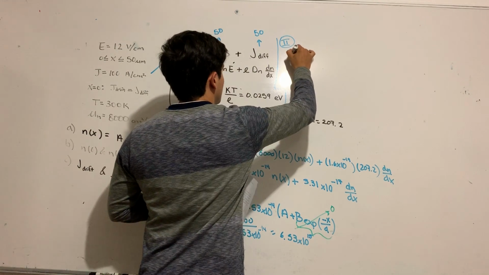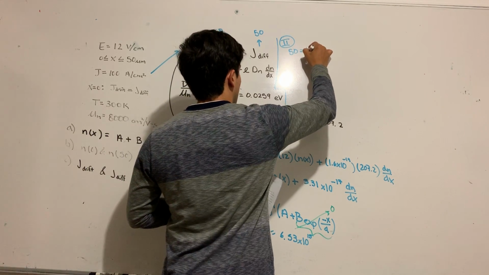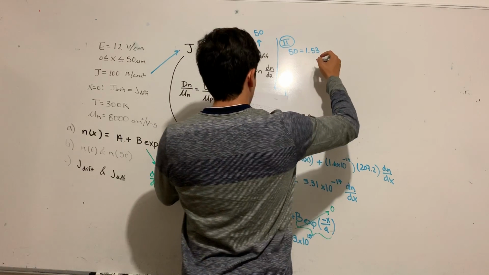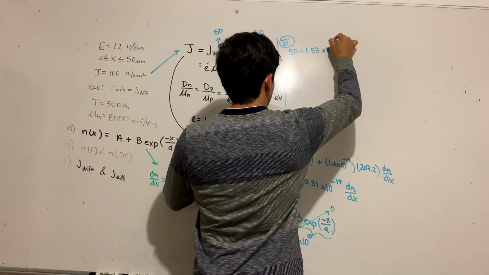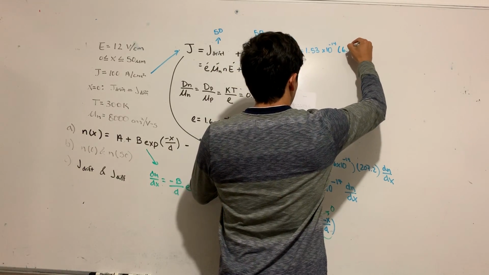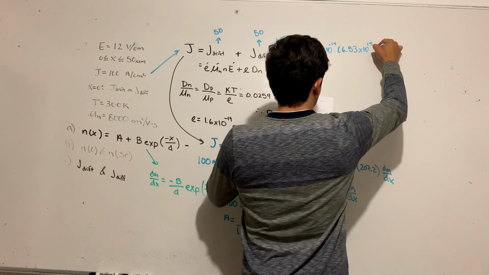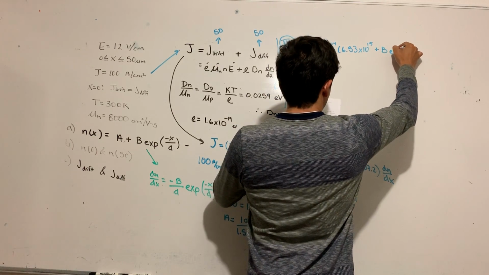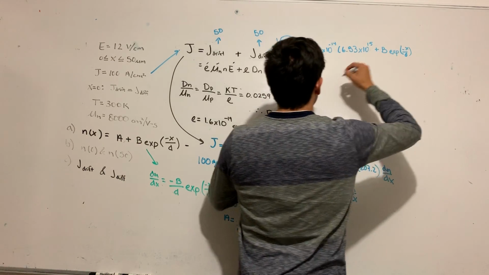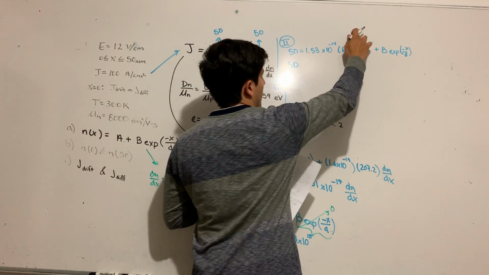So 50 is equal to 1.53 times 10 to the minus 14 times 6.53 times 10 to the 15 plus b exponential of minus xd. That's our first equation, this is A.